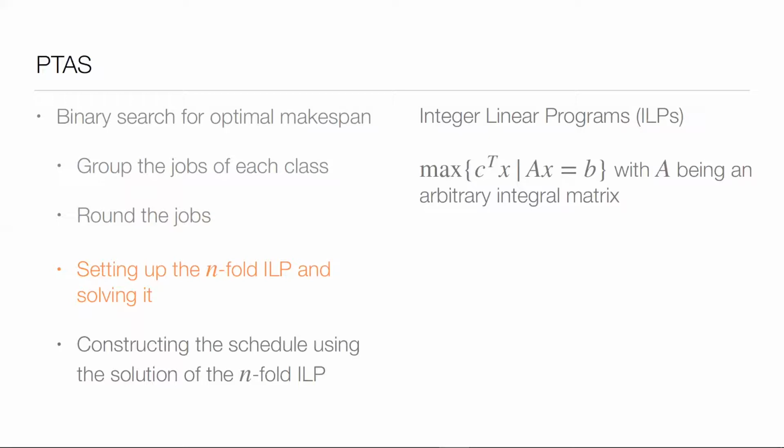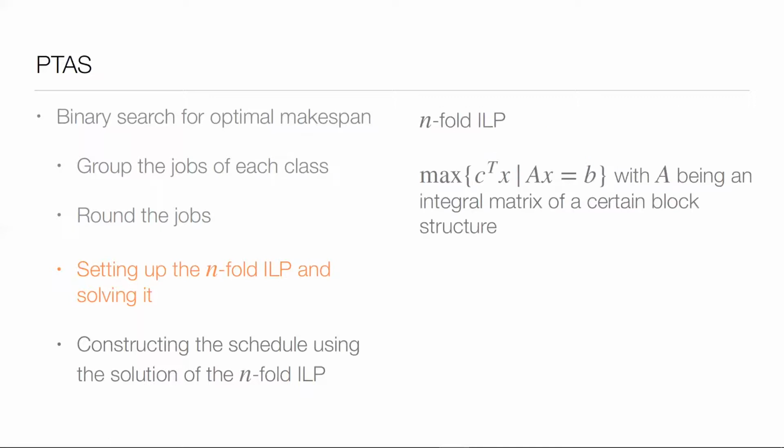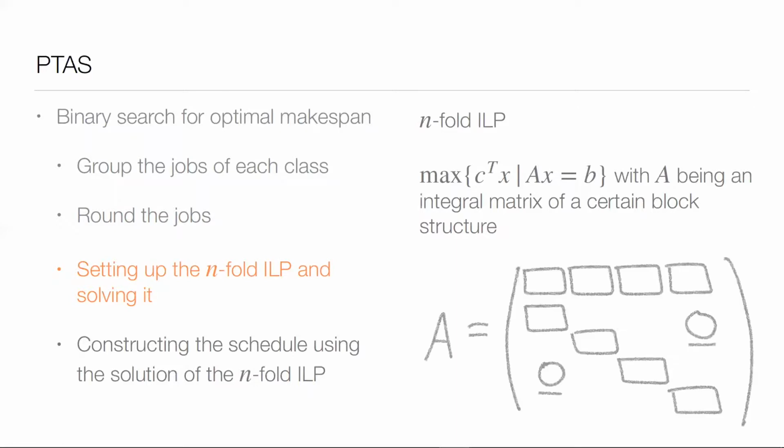But we have to do it under certain constraints given by some arbitrary constraint matrix A, such that the matrix A times x is equal to some right-hand side B. This problem in general is hard to solve, but we introduce n-fold ILPs. So it looks roughly the same, but the constraint matrix A now has a very certain block structure, which looks as follows. So we have blocks.